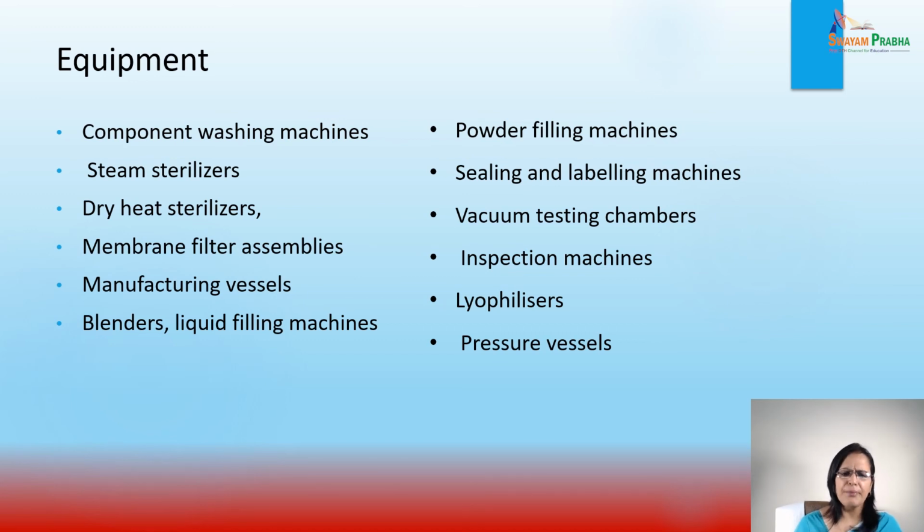The special equipment required for manufacturing of sterile products includes component washing machines, steam sterilizer, dry heat sterilizer, membrane filter assemblies, manufacturing vessels, blenders, liquid filling machine, powder filling machine, sealing and labeling machines, vacuum testing chambers, lyophilizer, pressure vessels, etc. Suitable and fully integrated washing, sterilizing and filling lines may be provided for these.